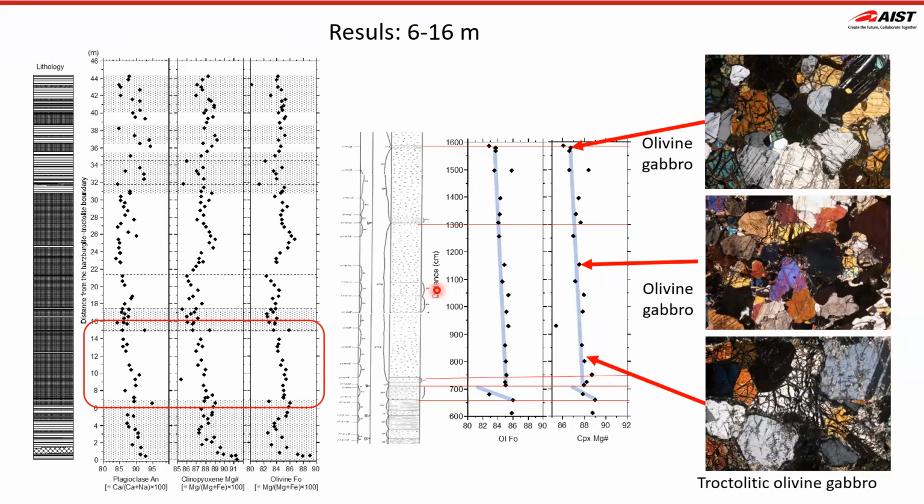For the 6 to 16 meter interval, a monotonous single decreasing trend corresponds to a thick olivine gabbro layer. In this case, we have some modal layering in some portions around here, but not, for example, this olivine rich layer shows slightly Mg-rich features here, just like this, but not so clear within the overall decreasing trend.